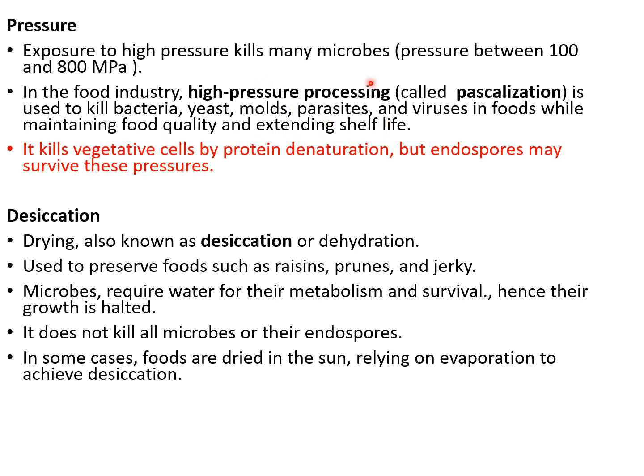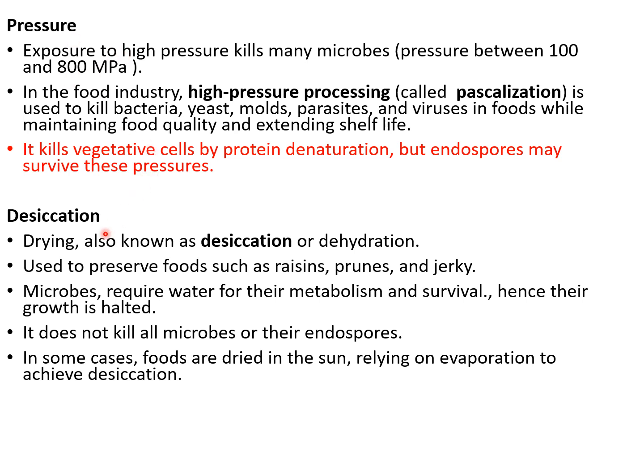This also kills the vegetative cells. Exposing them to this high pressure denatures the vegetative cells' proteins. So what you see is that at times you are denaturing the vegetative cells, but endospores may survive even at these high pressures. That is one thing about this pressure.